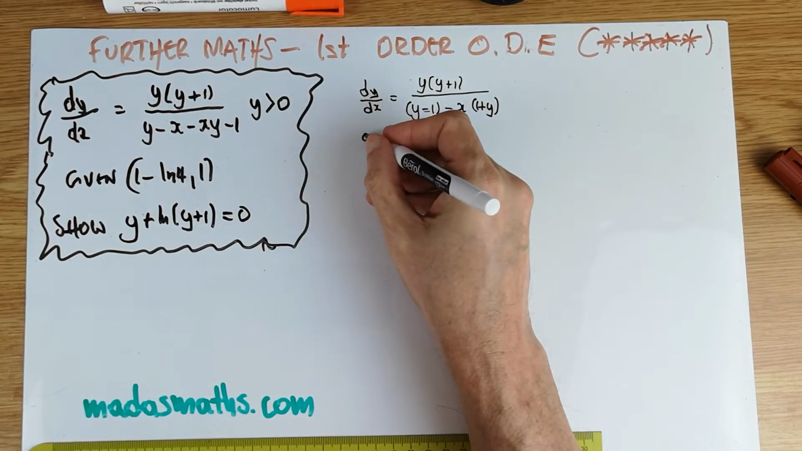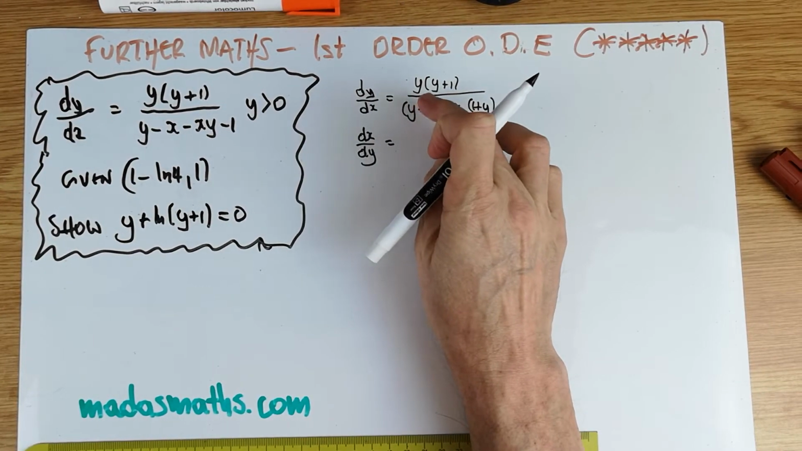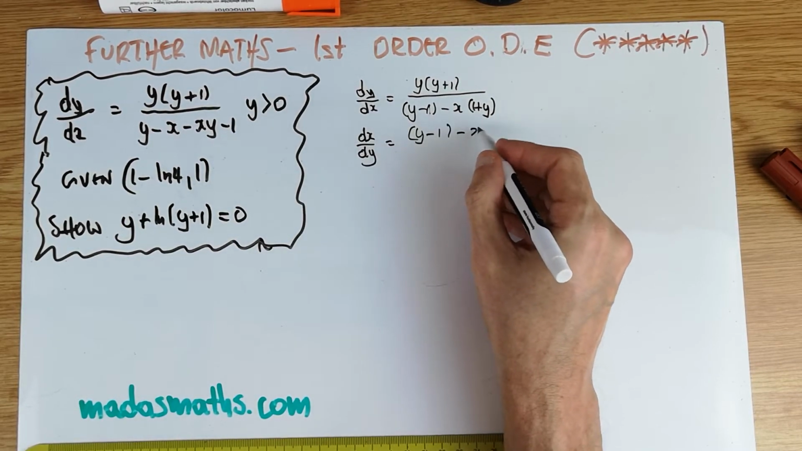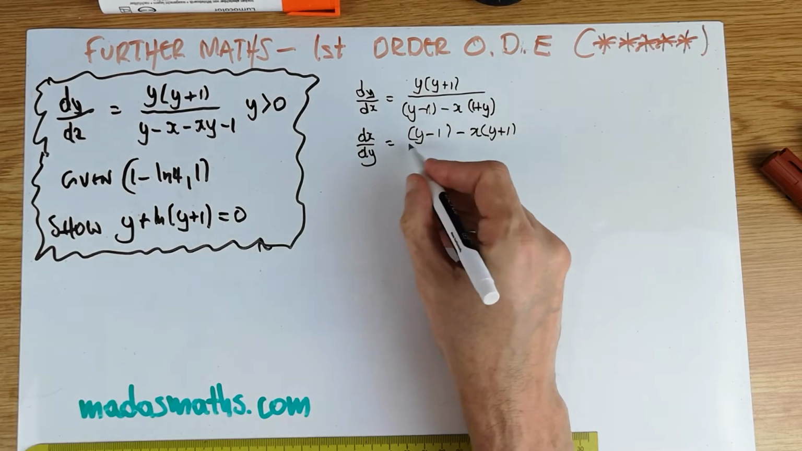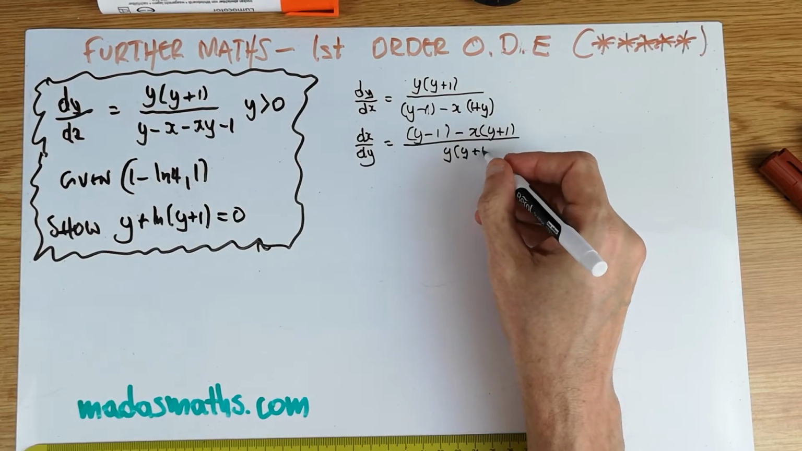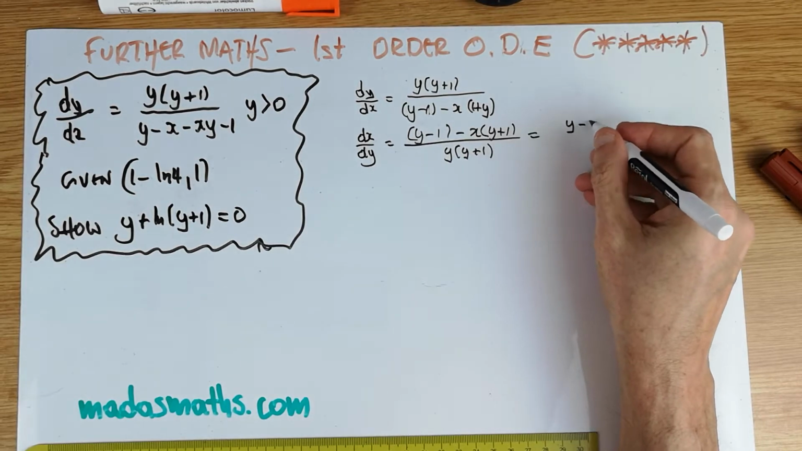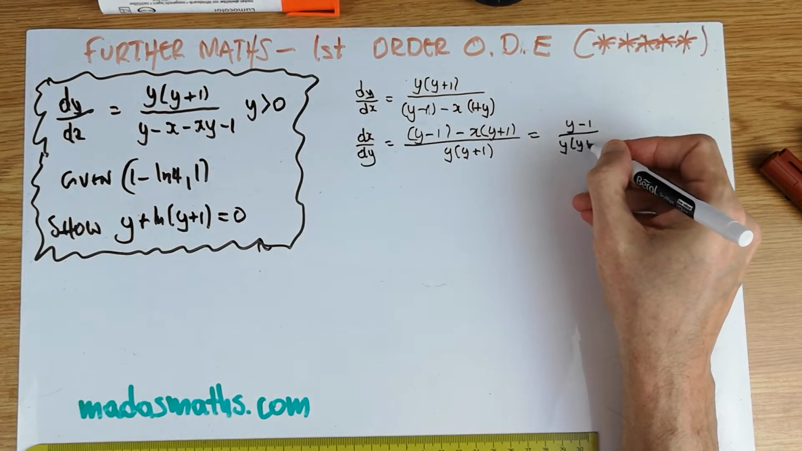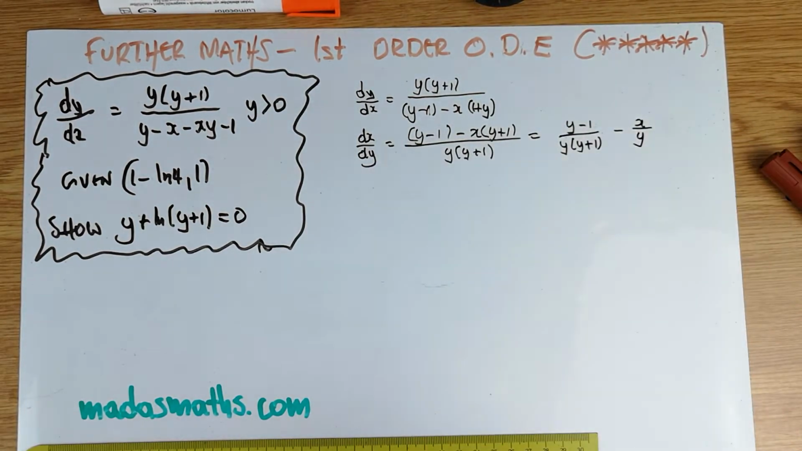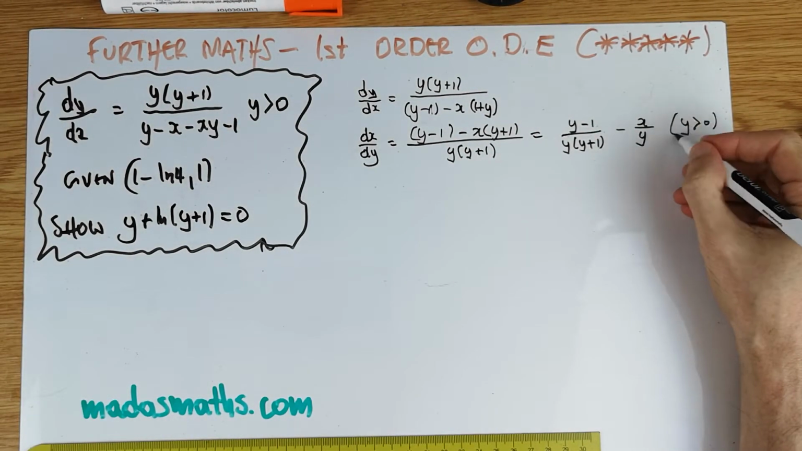So all we're going to say therefore is dx by dy, flipping, with a minus in there, is equal to y minus 1 minus x, y plus 1, and on the bottom we have y plus 1. I'm going to do it on the same line, so what we're going to end up with is y minus 1 over y plus 1, and when we split this bit here, we're going to get minus x over y, which is not too bad. Again, we have to remember y is a positive quantity.